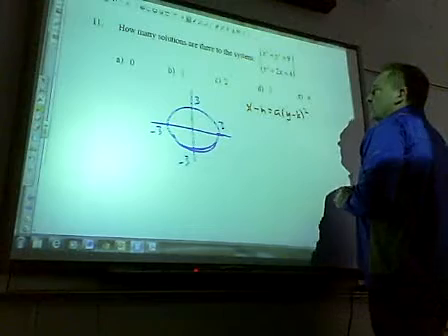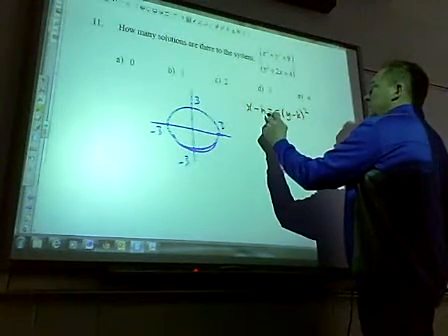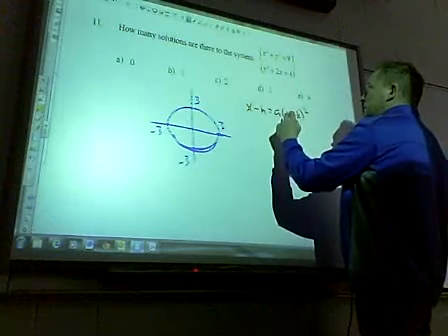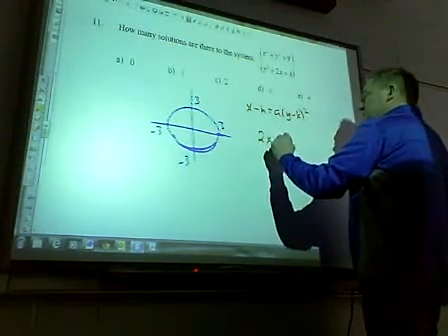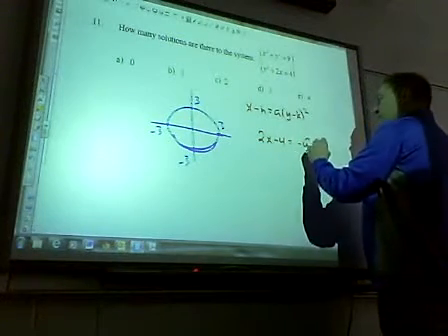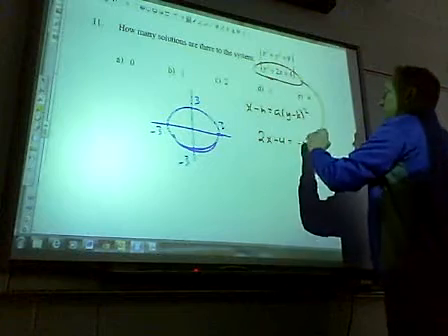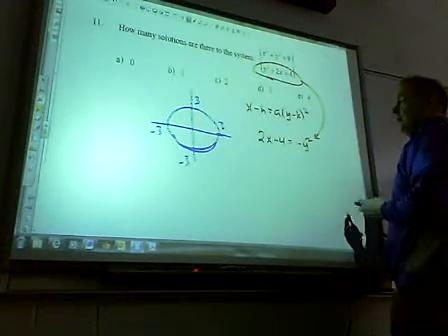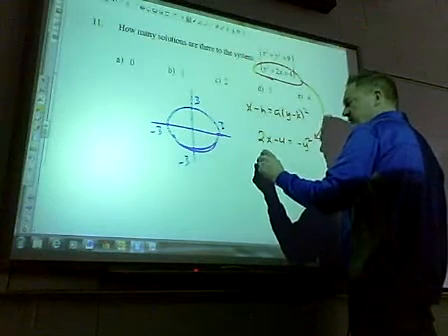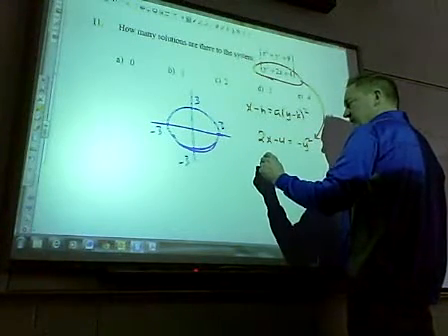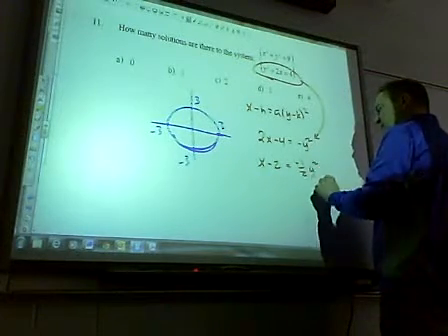So, I'm going to try to get the x terms on one side. All I have to do is subtract 4 and subtract the x and y squared from both sides. So going from this form to this one, then divide by 2 or multiply by 1/2. So you get x minus 2 equals negative 1/2 y squared.